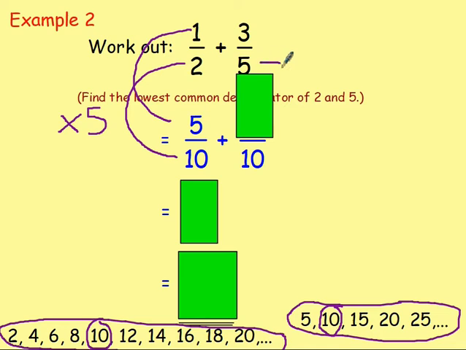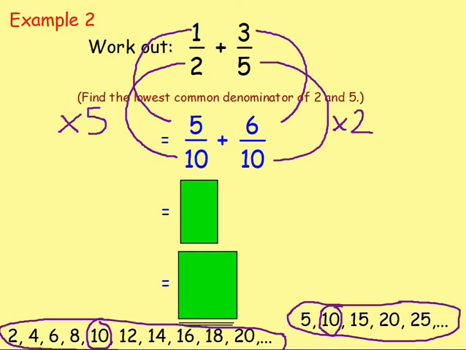On the right hand side, we've changed the 5 to a 10. How do we change the 5 to a 10? What did we multiply by? 2. Brilliant. Well done. 5 times 2 would give you 10. So you do the same thing with the numerator. So you do the 3 times by 2, which gives you 6.